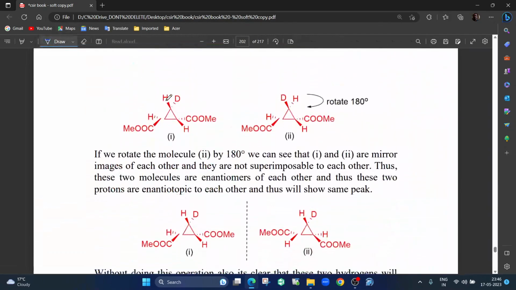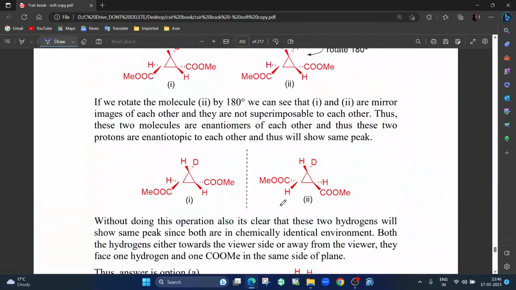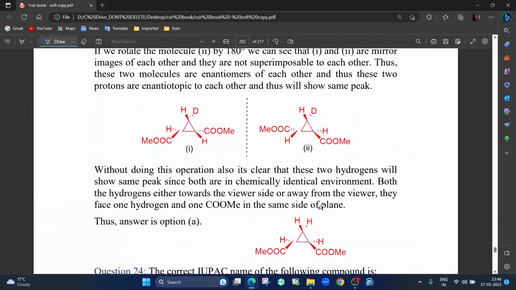Otherwise also you can put hydrogen and deuterium, just rotate it, and you will see that these two are mirror images and they are non-superimposable, so they are enantiotopic. So enantiotopic protons show a single peak. So this should have shown 3 peaks, but it shows 4 peaks. So clearly this is not the answer.